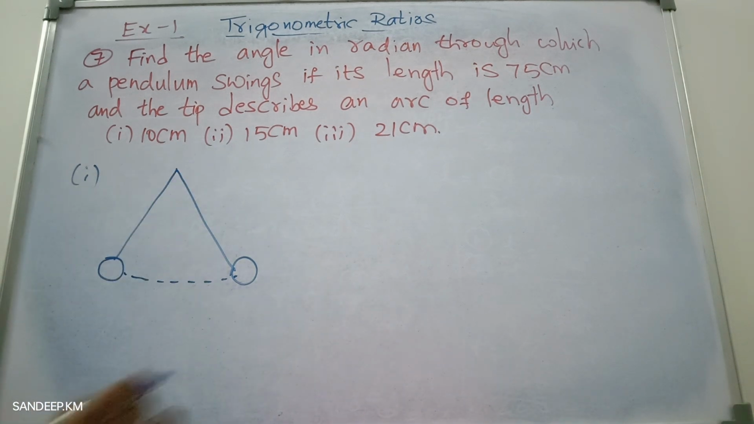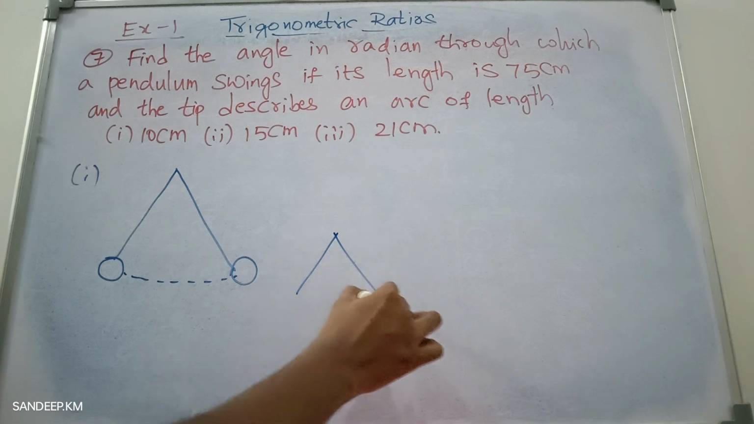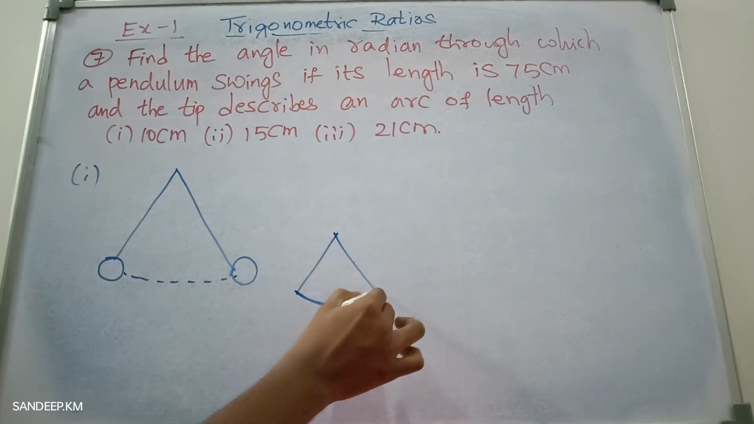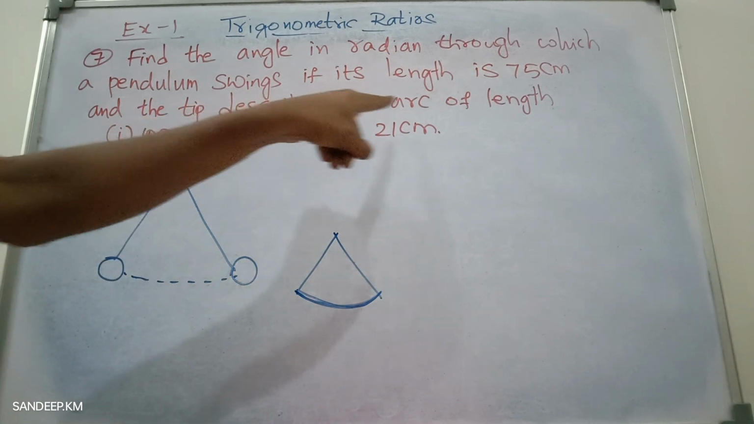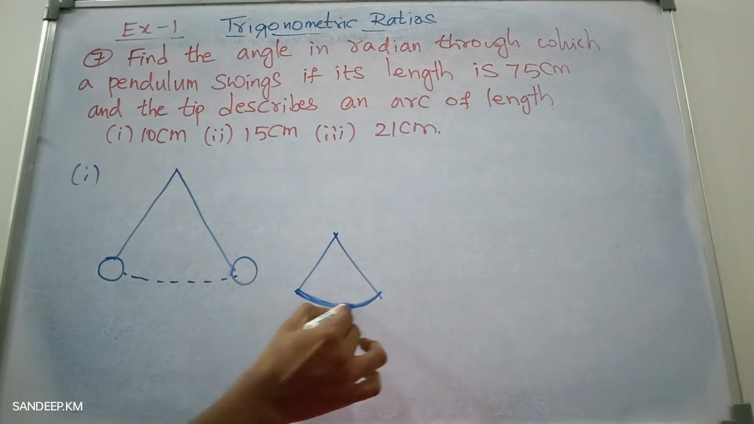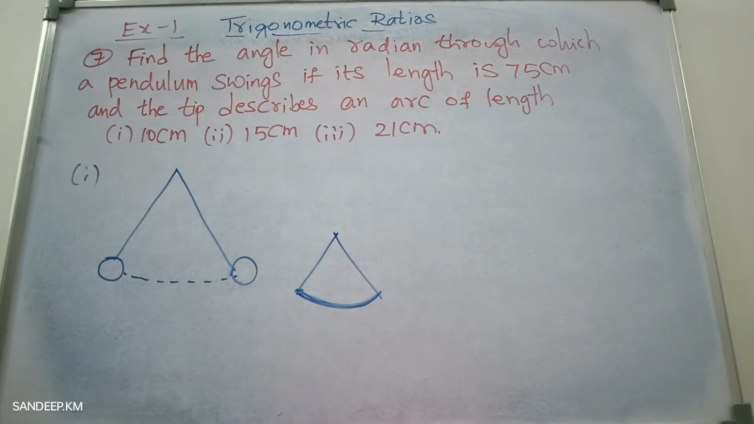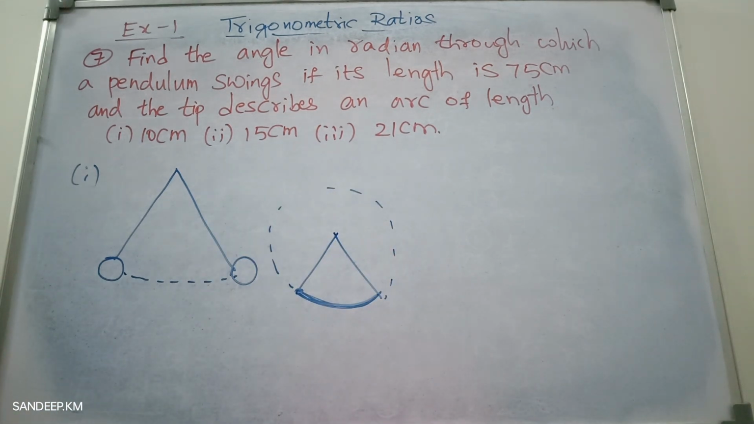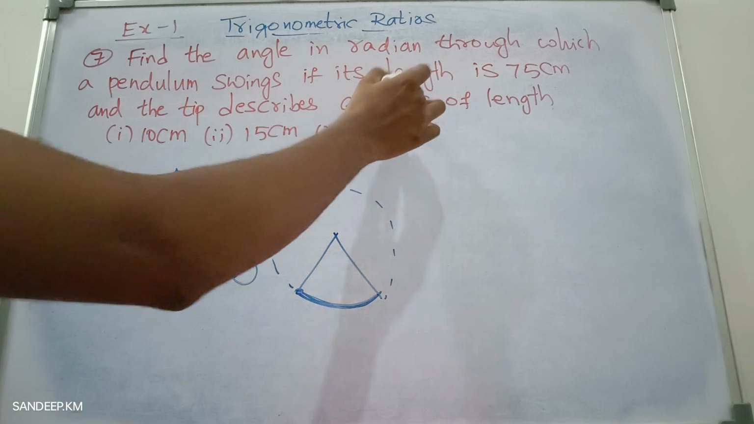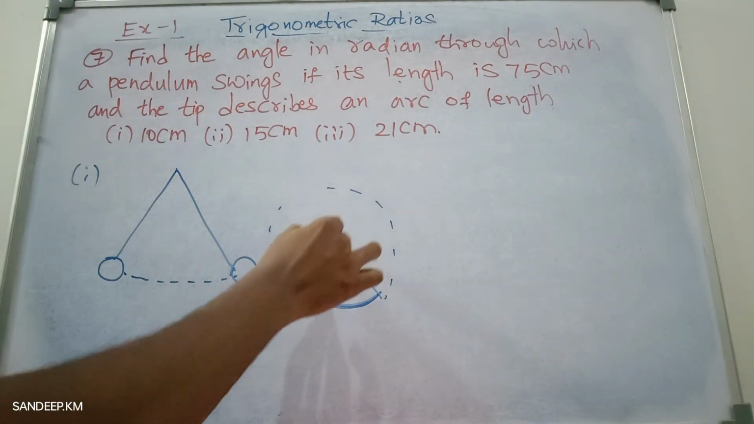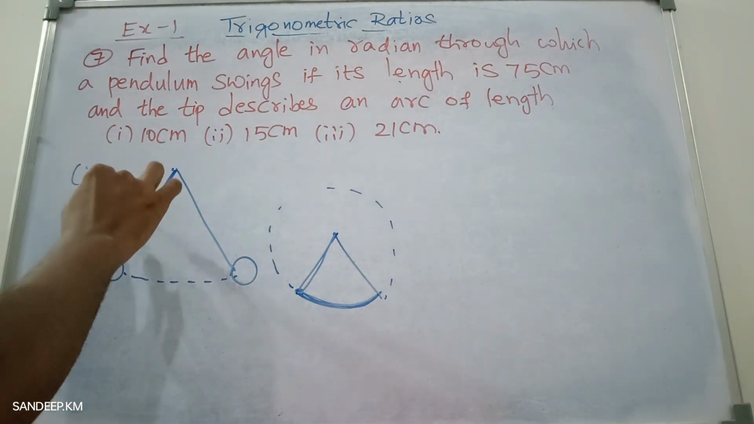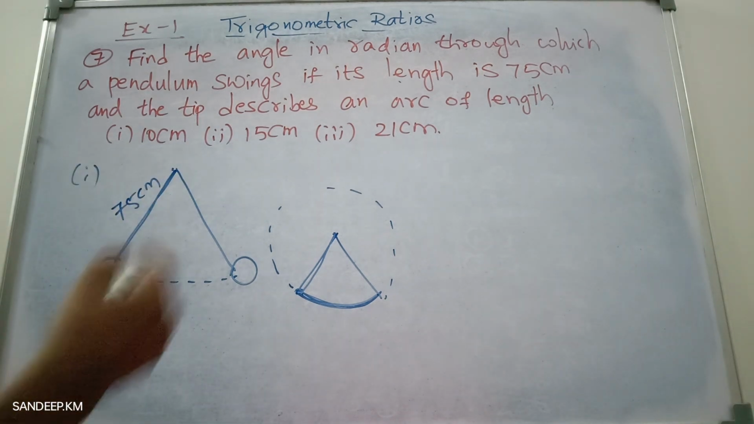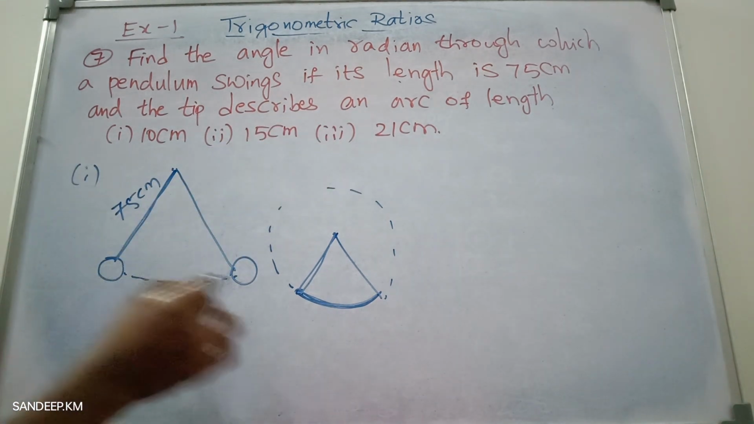So if the pendulum tip describes an arc, right? So this is the arc described by the tip of the pendulum, and it is a part of the circle. It looks like a part of the circle itself. Anyhow, they have given the length of the pendulum. So this is the length of the pendulum, which is 75 centimeters. Next, they have given the length of this arc.